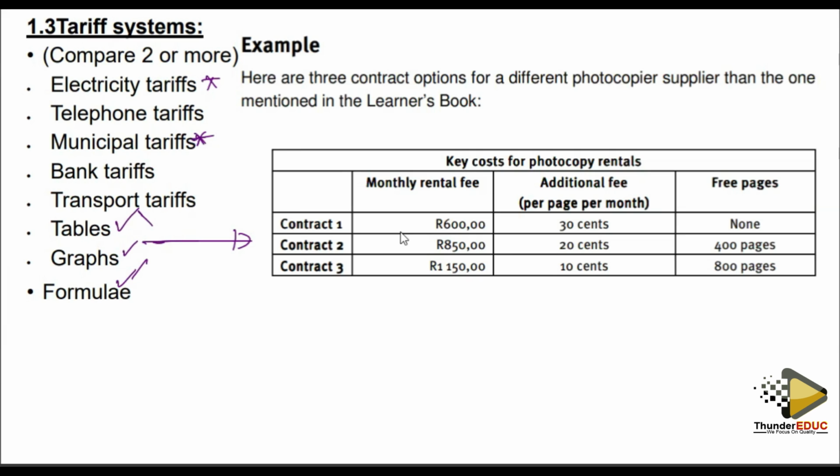This is an example. Actually, let's try to do it. Unfortunately, we shall not do the graph because we don't have the graph here, but we shall see how it looks in the future. We shall do the table and the formula. All right, here are 3 contract options for a different copier supplier than the one mentioned in the learner's book.